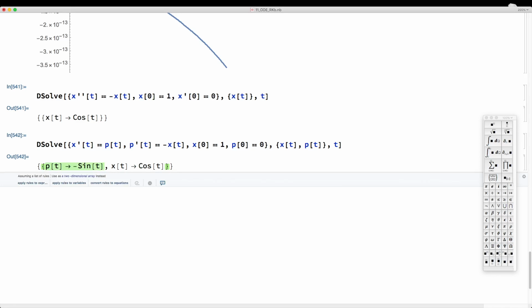So for more details, you can go back and watch the previous video. But now we want to solve this system numerically. The way to do that, well, first let's do it using an RK1 method.